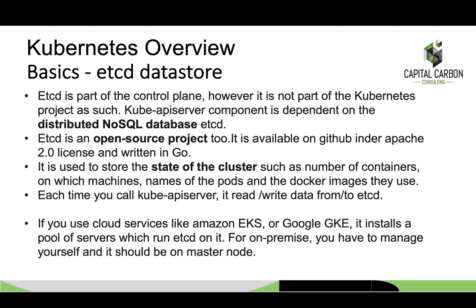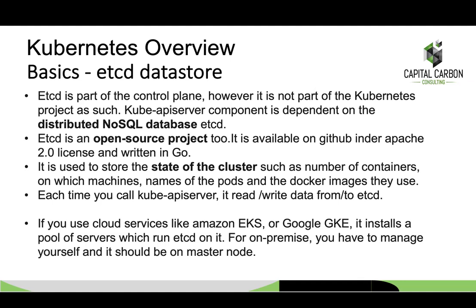Now let's talk about etcd data store. etcd data store is part of the control plane. However, it is not part of the Kubernetes project as such. Kube API server component is dependent on a distributed NoSQL database, that is etcd. etcd is also an open source project. It is available on GitHub under Apache license 2.0 and written in Go.